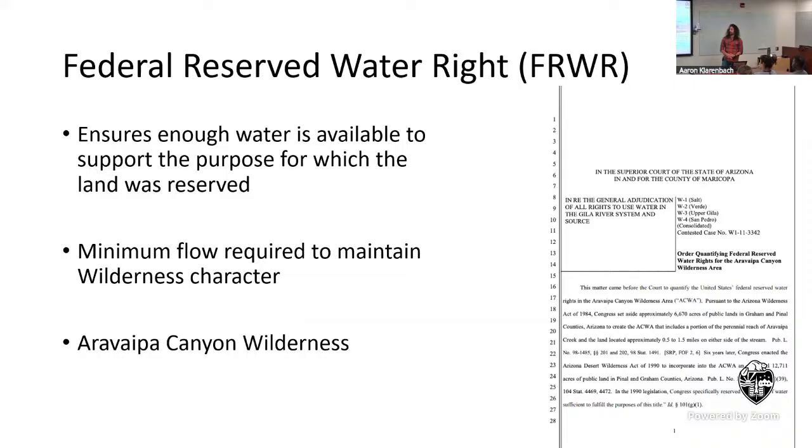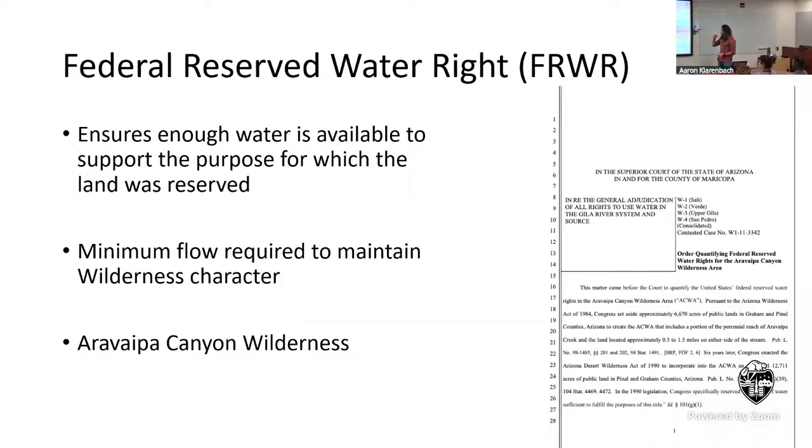So I'm an ecologist, not a lawyer, so I'm not going to go too much into the details of this. But I want to touch on it because it's one of the few mechanisms through which we can secure minimum base flows for wilderness areas. So the Federal Reserve water right is a right that ensures enough water is available to support the purpose for which the land was reserved. In our case, in wildernesses, it's a minimum flow required to maintain wilderness character as specified in the Wilderness Act.